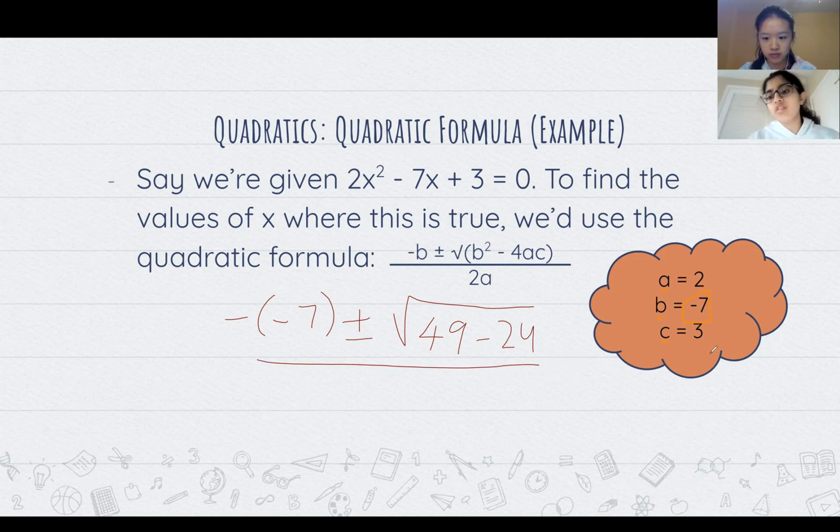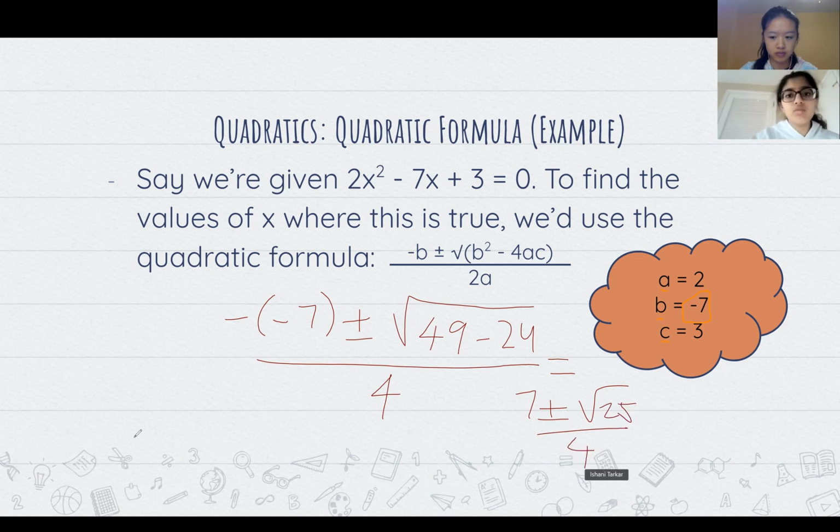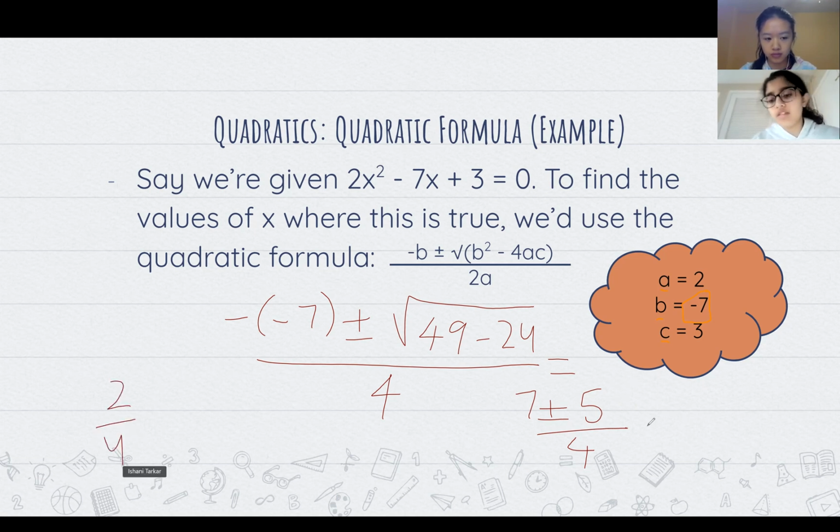Now a is equal to 2, so 2 times 2 is 4, as our denominator. So now we get 7 plus minus the square root of 25, over 4. And the square root of 25 is just equal to 5. So we have 7 plus minus 5, divided by 4. So we have 7 minus 5, which is 2, over 4. And then 7 plus 5 over 4, which is 12 over 4.